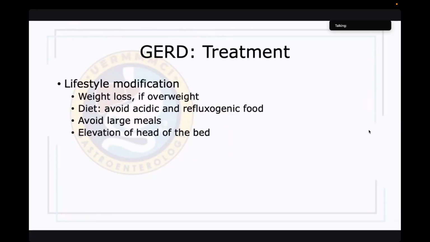So let's now go back to the discussion of GERD. For the treatment, lifestyle modification is very important. So we advise weight loss if the patient is overweight. We advise diet. You advise the patient to avoid acidic and refluxogenic foods such as alcohol, chocolates, citrus, peppermint, and coffee. We advise them to avoid large meals, maybe at least wait for 2 to 3 hours after a meal before lying down, as well as elevation of the head of the bed so that we can prevent reflux symptoms.